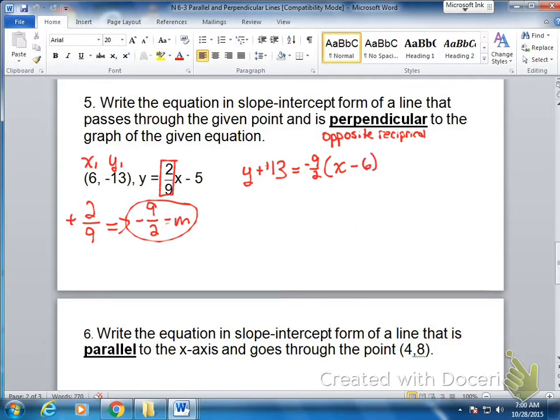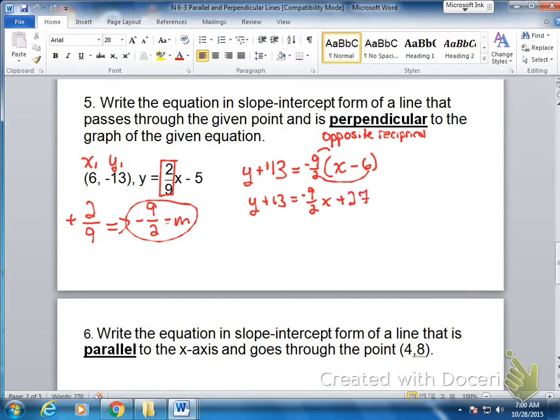We have to clean that up a little bit. Can't really do anything with y plus 13, so I'm just going to rewrite it. But I can distribute my negative 9/2 over my parentheses. Negative 9/2 times x is negative 9/2 x. Negative 9/2 times negative 6 is going to be positive. If you put that in your calculator, you should get 27.